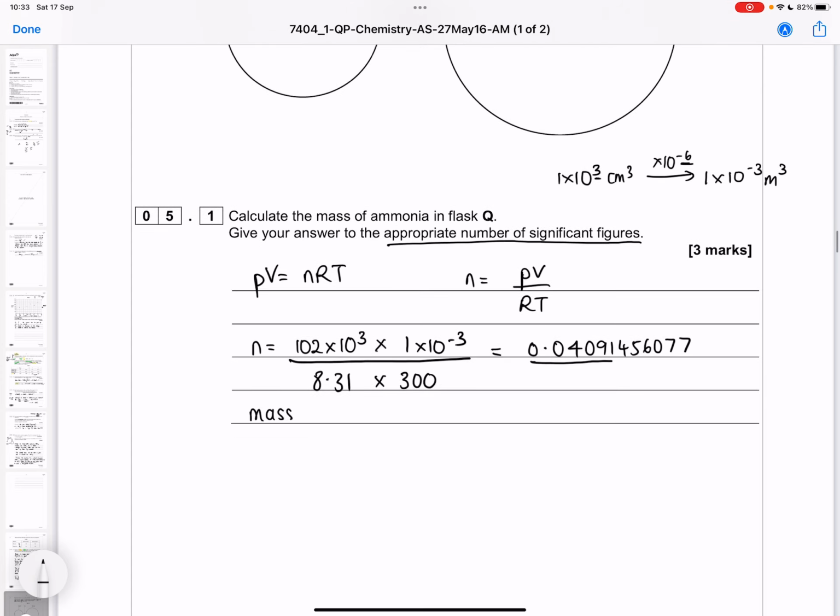Now mass of ammonia is the question. Mass is Mr times moles. So we add up the Mr of ammonia, 14 plus 3 ones is 17. And we're going to multiply by our moles, and that's going to give us, to 3 significant figures, 0.696 grams.